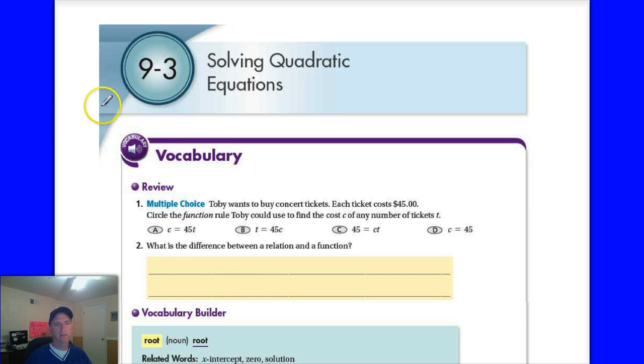And we are going to be talking about solving quadratic equations now. We've been graphing them for almost a week. And now we're going to talk about finding solutions to them. Pretty valuable information for us here. So I'm going to be skipping some things.